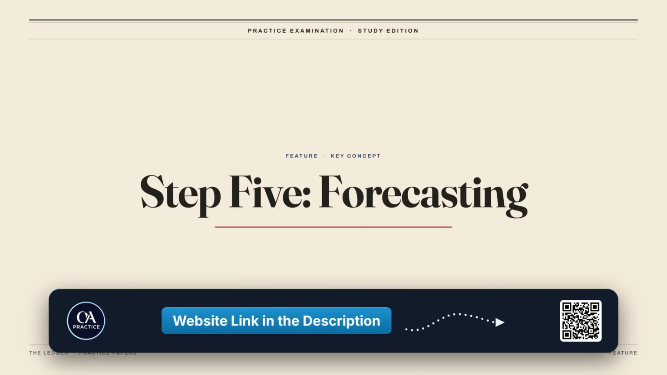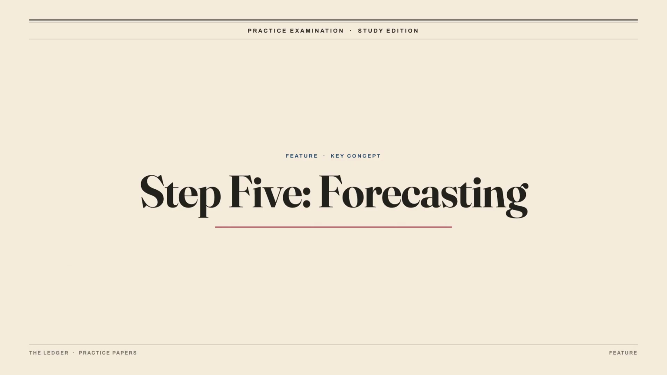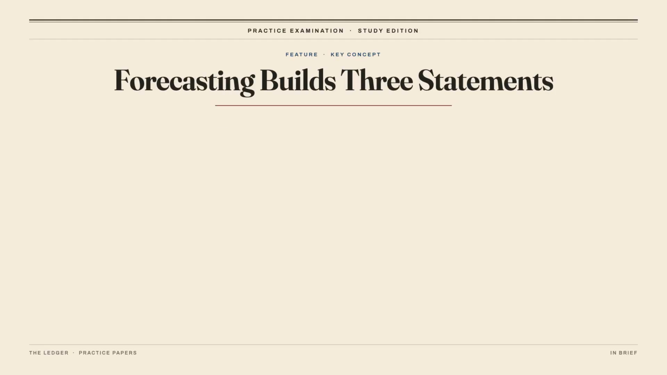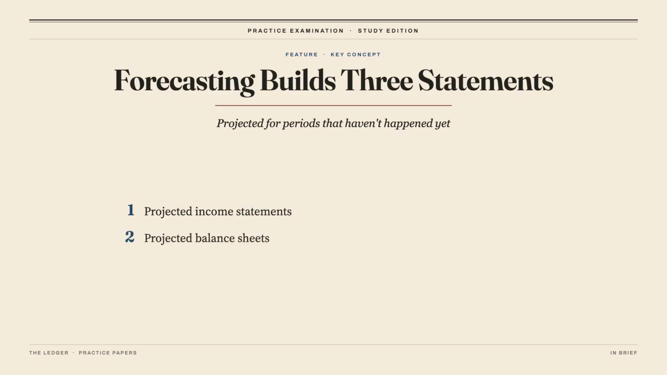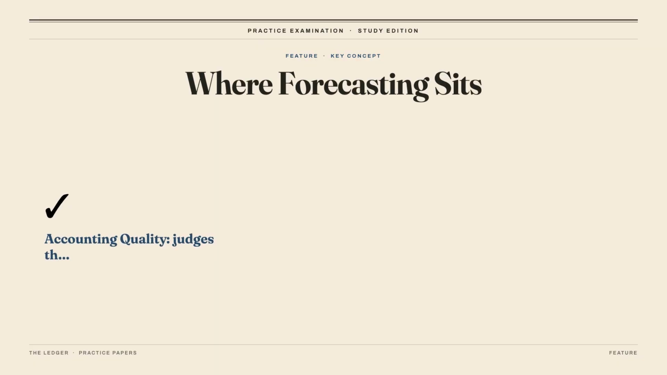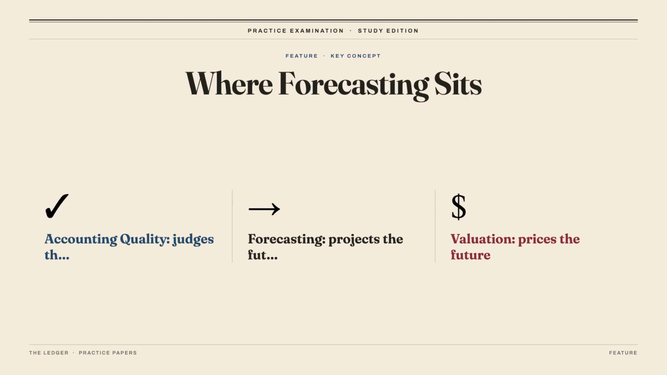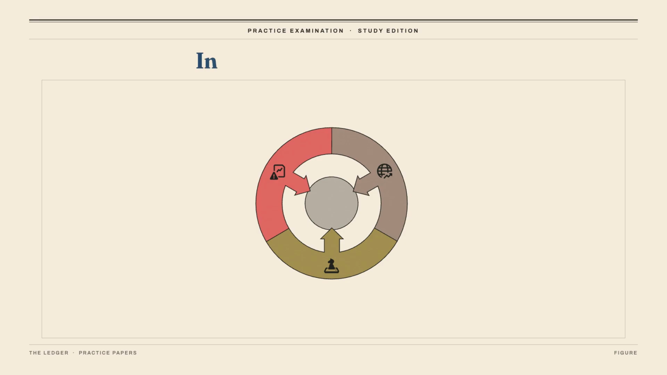Every analysis eventually stops looking backward and turns to face the future. That turning point is step 5, preparing forecasted financial statements. Forecasting means building projected income statements, balance sheets, and statements of cash flows, using assumptions anchored in everything the earlier steps established. Accounting quality judges whether the past can be trusted, and valuation converts a forecast into a present worth. Forecasting sits between them, turning understanding of the past into a quantified picture of the future.